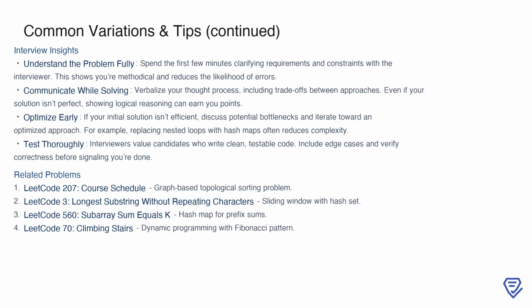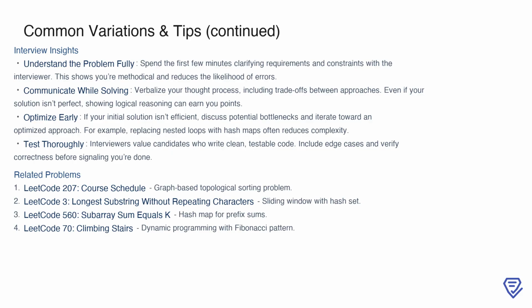In interviews, your approach to solving problems is just as important as the solution itself. Start by fully understanding the problem. Use the first few minutes to clarify the requirements and constraints with the interviewer. This not only ensures you're solving the right problem, but it also demonstrates a methodical approach. While solving the problem, communicate your thought process clearly. Explain your reasoning, why you're choosing one approach over another, and any trade-offs you're considering. Even if your solution isn't perfect, logical reasoning can earn you valuable points.